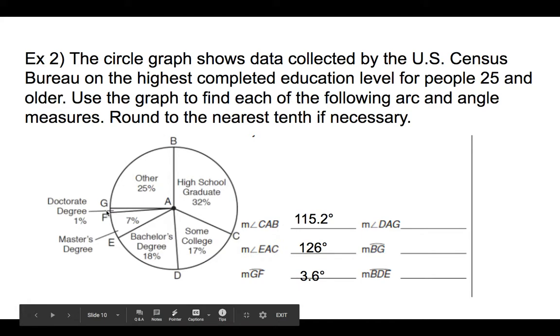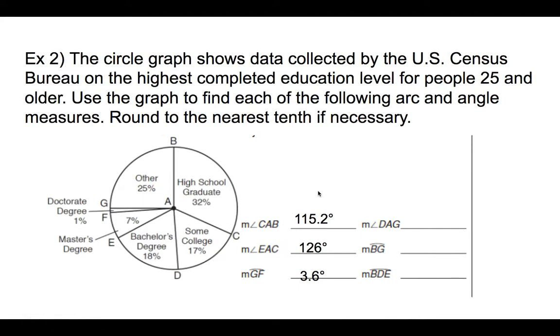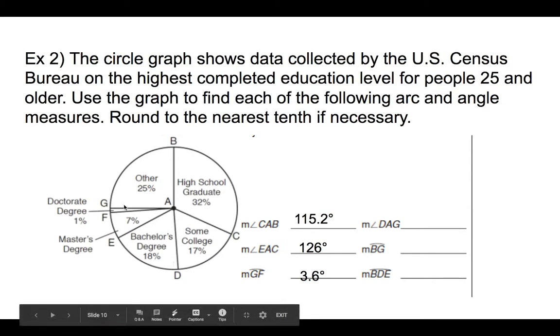GF, that represents the 1%. 1% of 360 is 3.6. Measurement DAG. DAG is a central angle, and then I'm just going to go ahead and take those pieces that it takes to get from D to A to G, which is the 1, the 7, and the 18%, and that gives me 26%, and 26% of 360 is about 93.6.